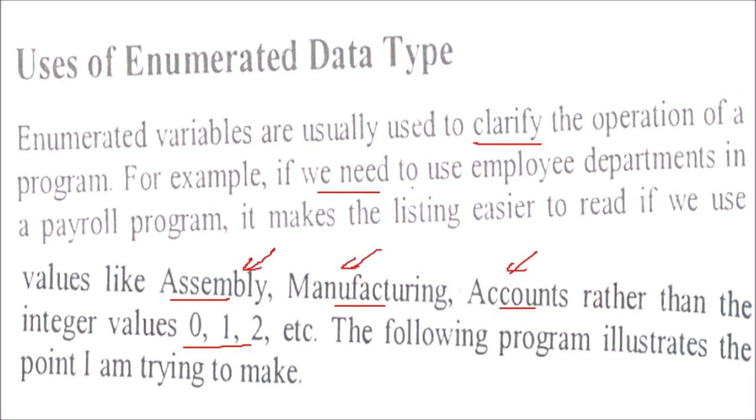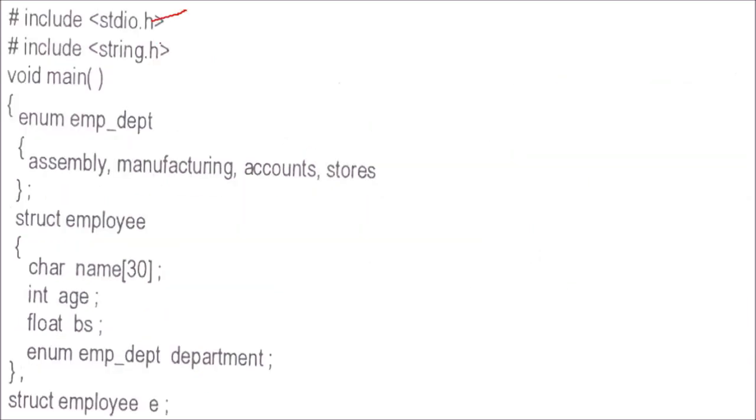So we'll try to make a program that is illustrating what I suggested. This is the program, stdio.h, string.h. We have an enumeration, enum. This is the name of the enumeration, and this is also a data type which is having 4 values.